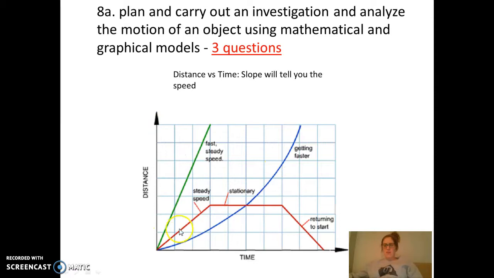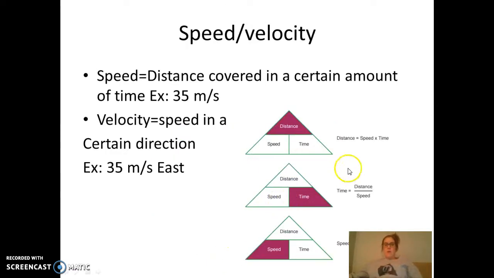If they give you a graph like this and they ask you to calculate speed, then they're asking you to find the slope. So you're going to do rise, which is distance, over run, which is time, which is exactly the same as the formula for speed. Alright? Which is, of course, distance over time. Okay? Remember that speed is the distance that's covered in a certain amount of time.